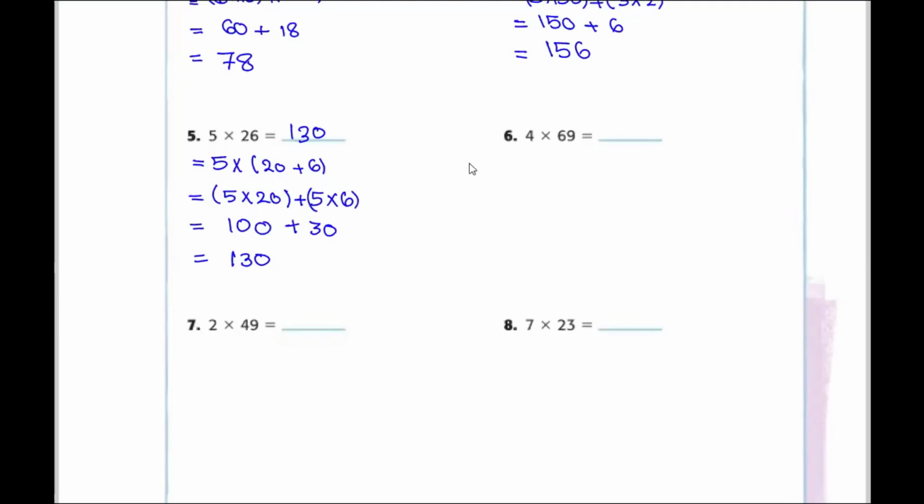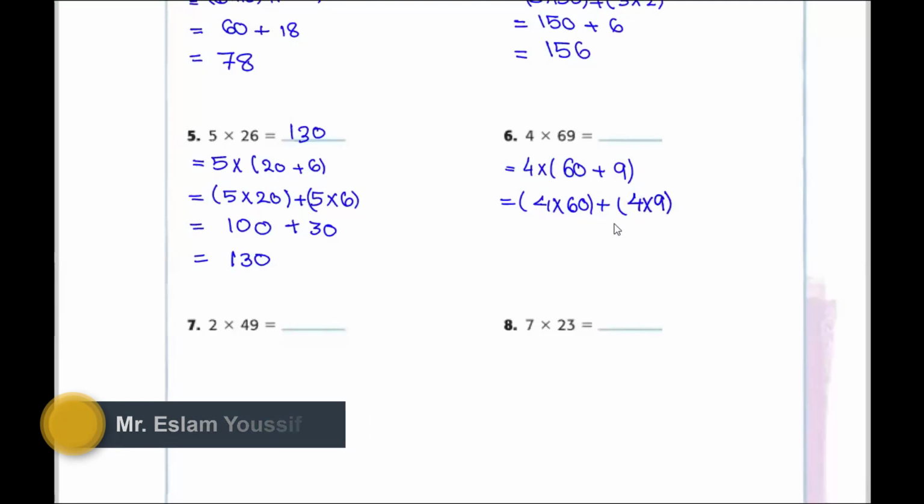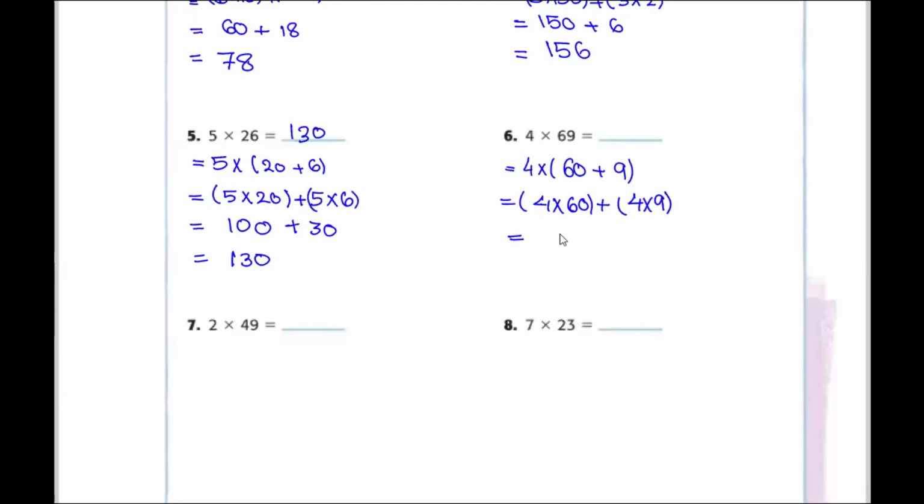If you understand, you can solve it, no problem. I understand. 4 times bracket 60 plus 9. Then another bracket, equal bracket 4 times 60, plus 4 times 9. Which equals 4 times 69.